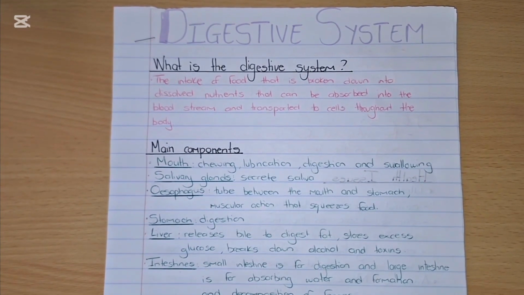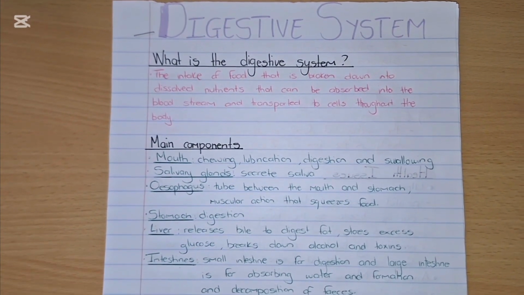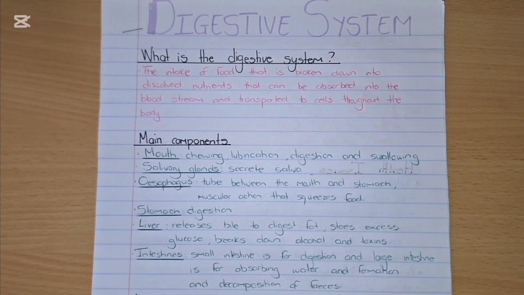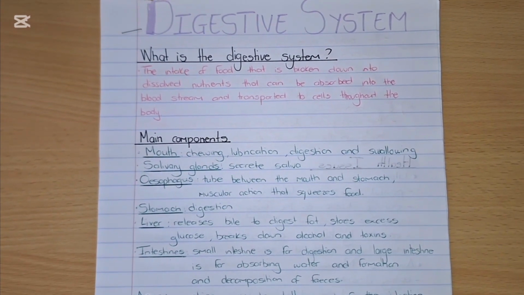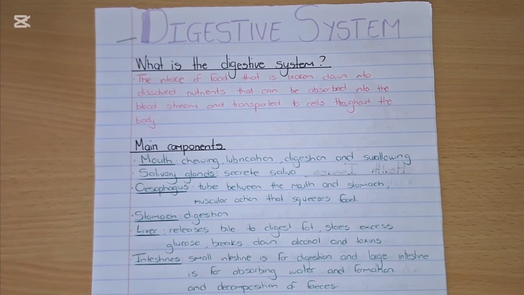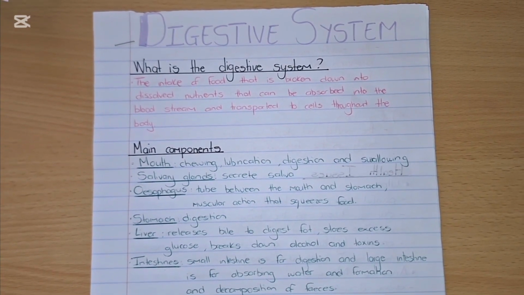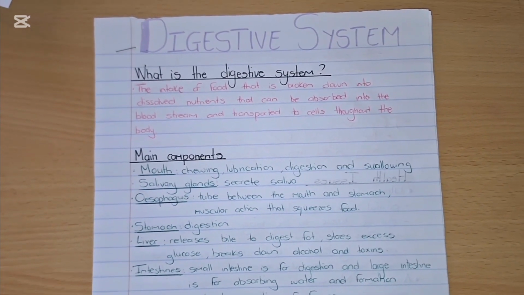It is the intake of food that is broken down into dissolved nutrients that can be absorbed into the bloodstream and transported to cells throughout the body. So basically, it's how it breaks down food and how those foods that contain nutrients are absorbed into the body.